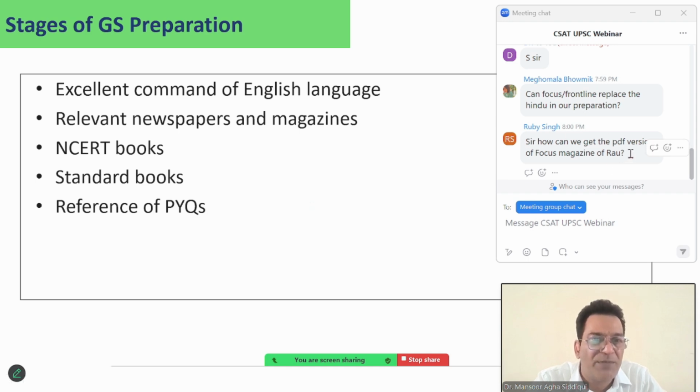Ruby, you can get in touch with people at Rouse. Nayak sir is the right person. He's going to help you with getting the PDF version of the Focus magazine. Don't worry.